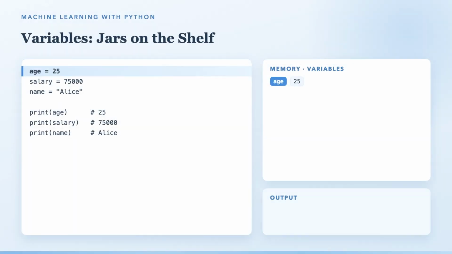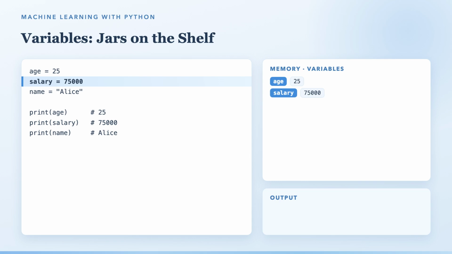A variable is just a labeled jar. Watch the first line run. Age equals 25. The computer opens a little drawer in its memory, ties on a tag that says age and places the value 25 inside. The second line, salary equals 75,000. A new jar, a new tag, a new value. And the third, name equals Alice. Words go into jars too.